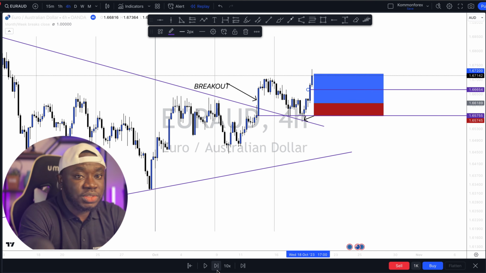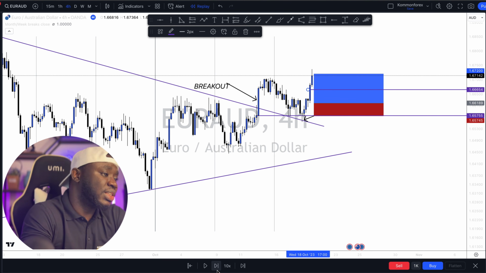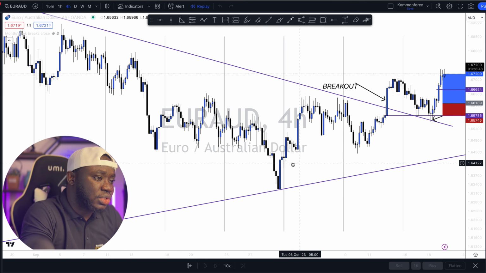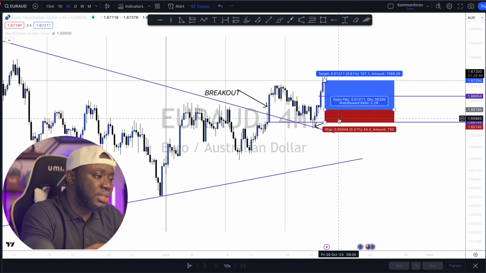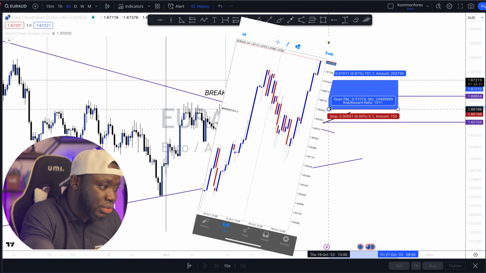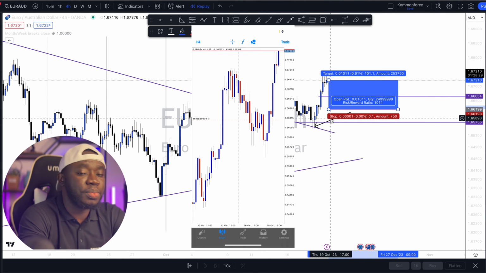And one thing about this particular pair is it moves a lot during the Asian session or the Australian session. So now we smash both take profits. The market is currently trading around this region. We want to see how far it takes us. If you're going to keep holding, like I always say, your stop loss should always be at your entry, meaning that you're protecting your capital.